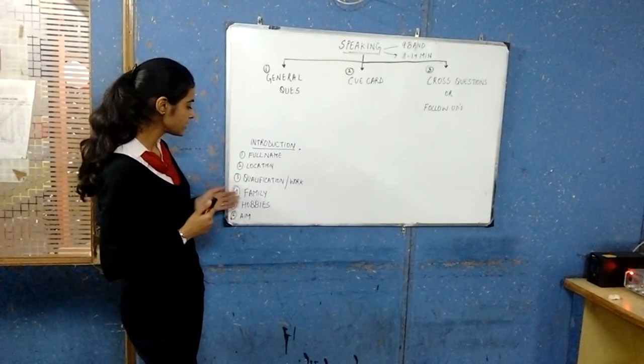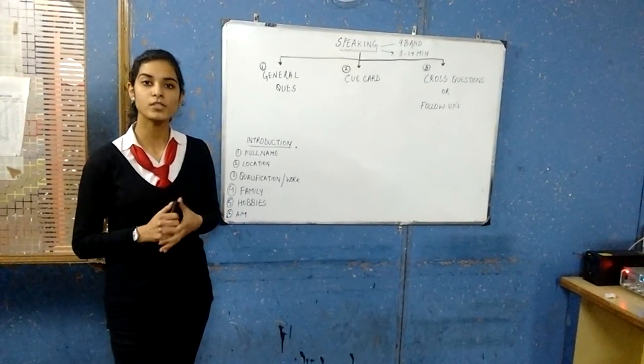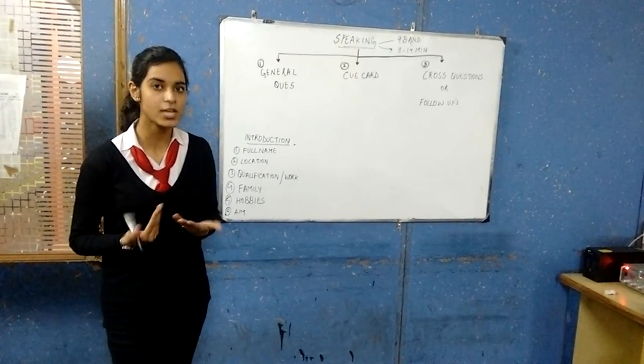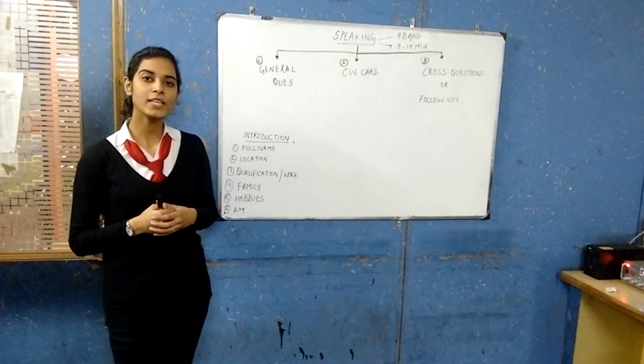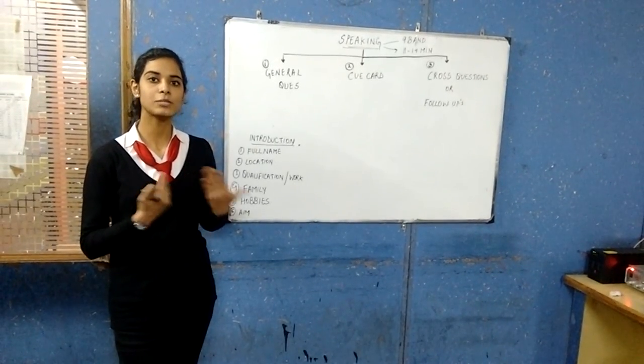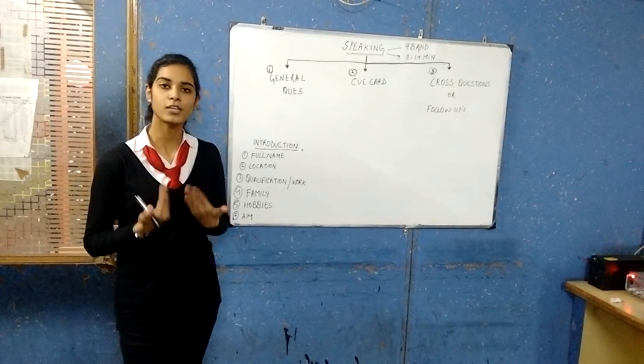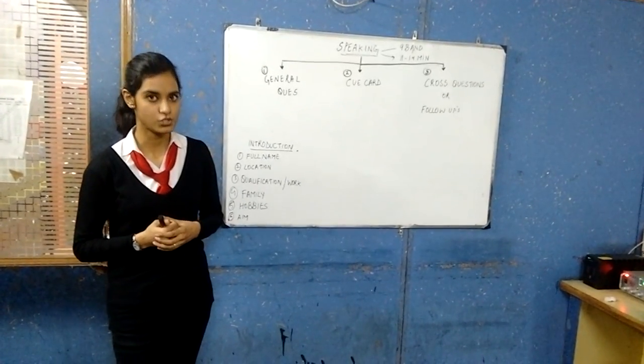Okay? Next, you may include your hobbies also. Like, hobbies means anything which you like to do in your leisure time or in your free time. You can say that in my leisure time, I like to read books, listen to music and play cricket. These are your hobbies and you like to do these kind of things in your leisure time.